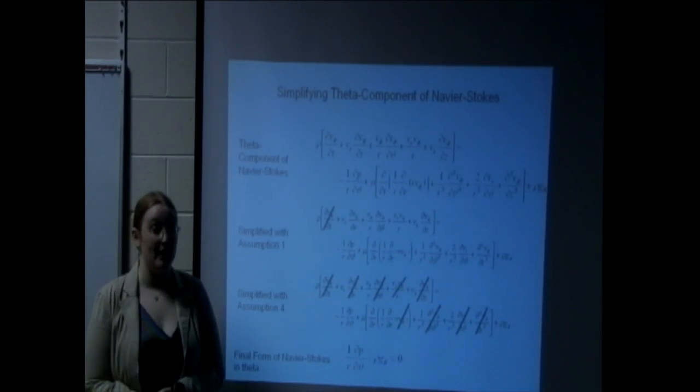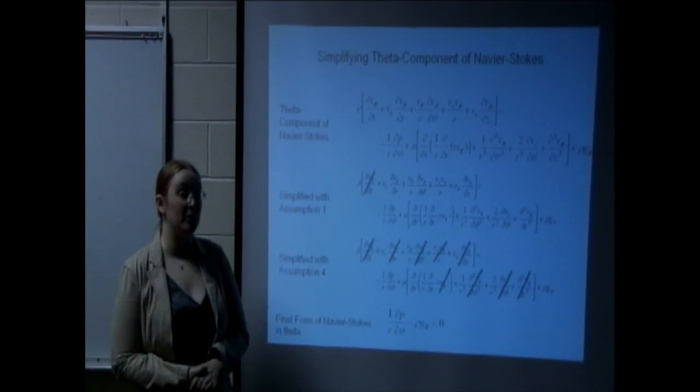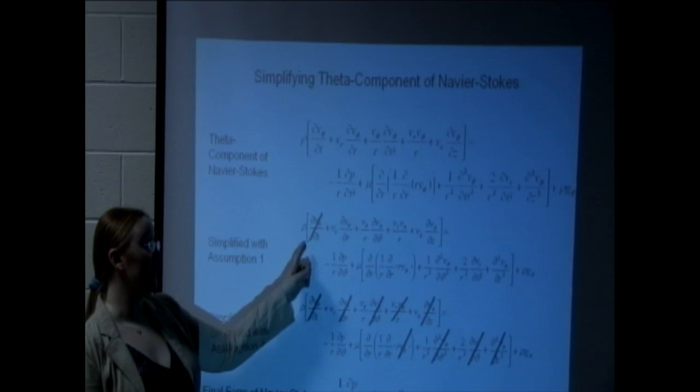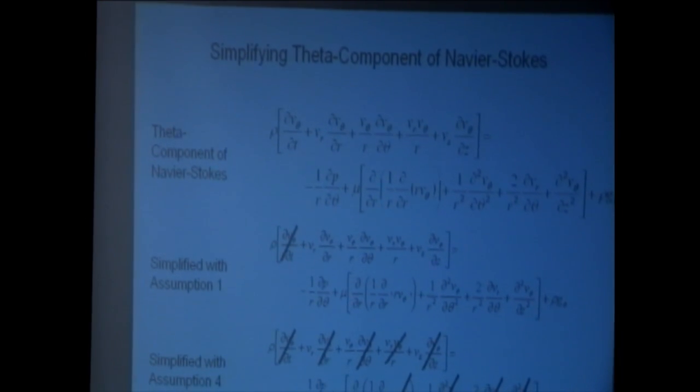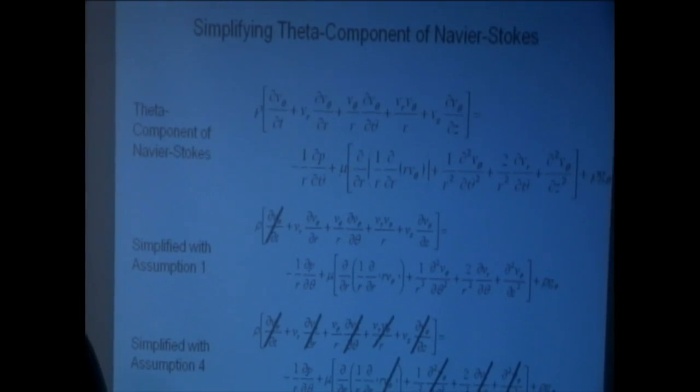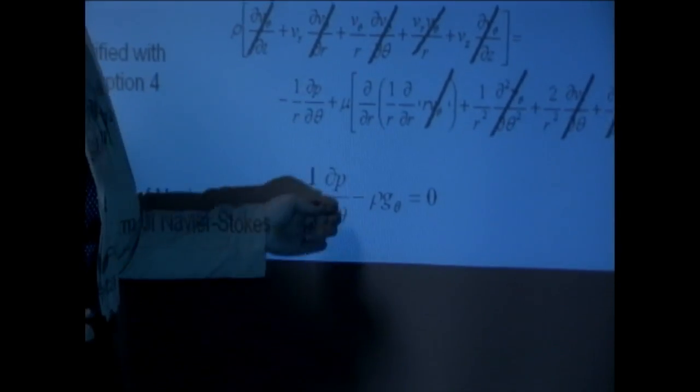Now we will move on to the theta component of the Navier-Stokes equation. We simplify first with assumption 1, which says that there's no time dependence, so we can cross out our time derivative. We then simplify with assumption 4, saying there's symmetry in theta about the axis, so all velocities in theta and derivatives in theta have been crossed out here. This yields, once again, that the dynamic pressure in the theta direction is 0.